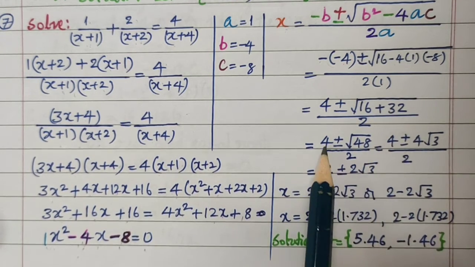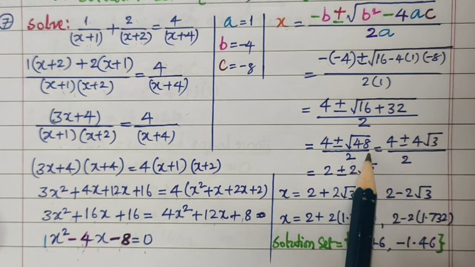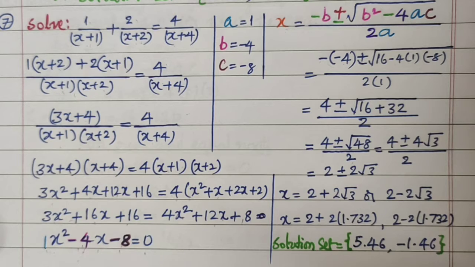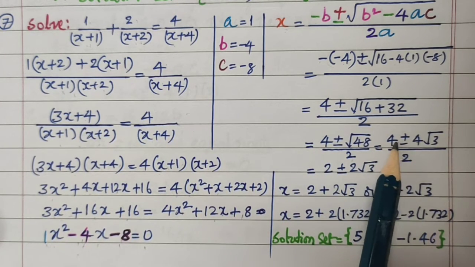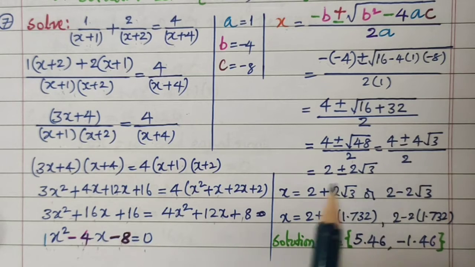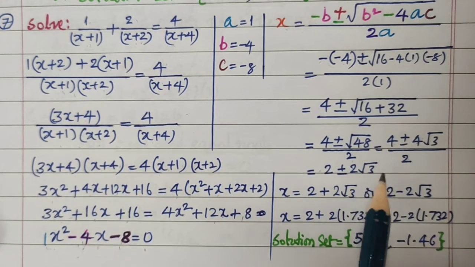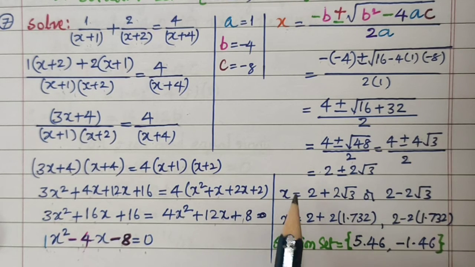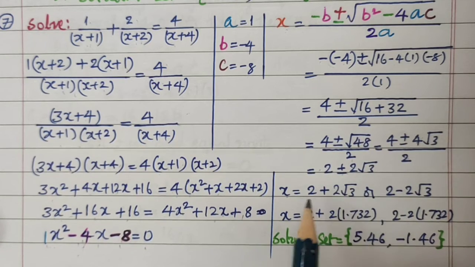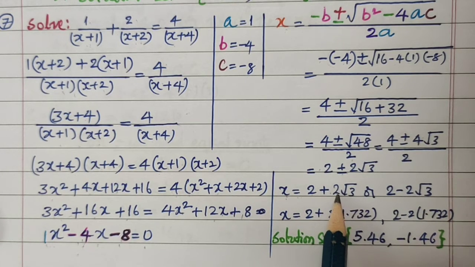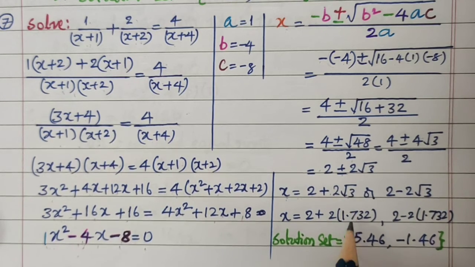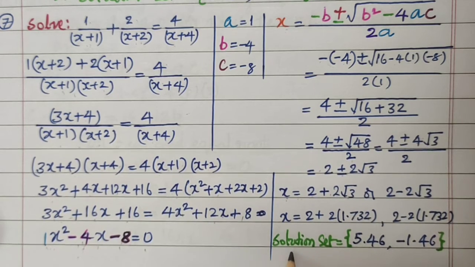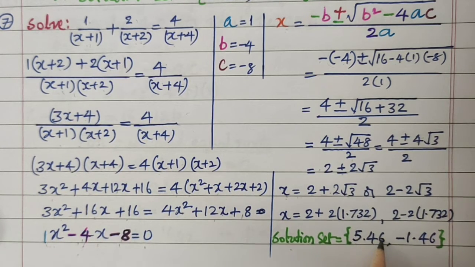After calculations you get 4 plus or minus square root of 48 divided by 2. 48 can be written as 16 times 3. Square root of 16 is 4. So 4 plus or minus 4 square root of 3 divided by 2. Then 4 by 2 is 2, and the square root of 3 remains. We get two values here: x is equal to 2 plus 2 root 3 or 2 minus 2 root 3. We know that the value of square root 3 is 1.732. Therefore the solution set we got is 5.46 comma minus 1.46.